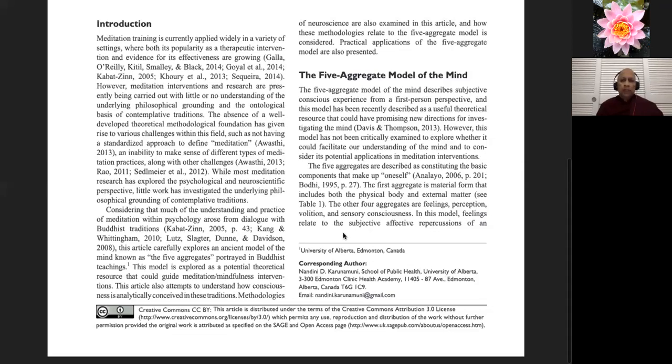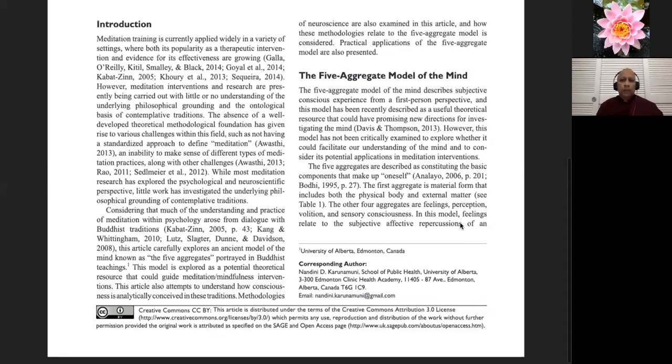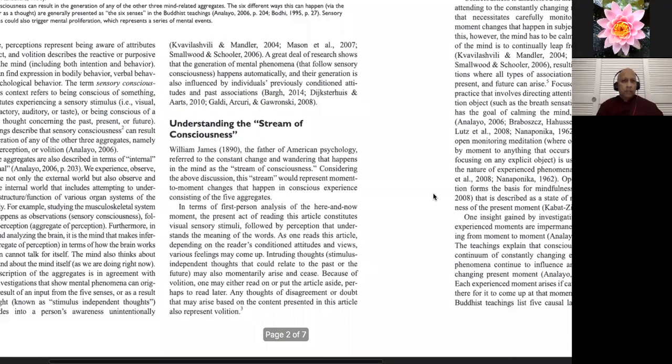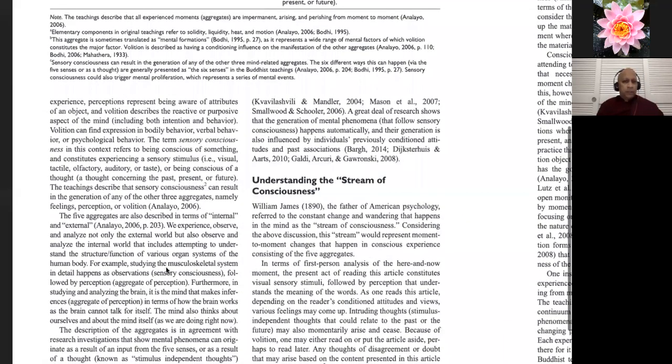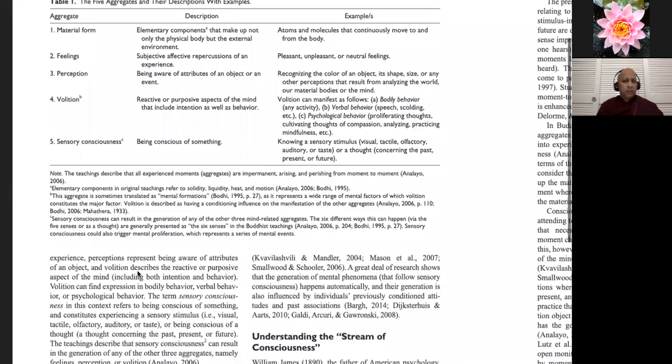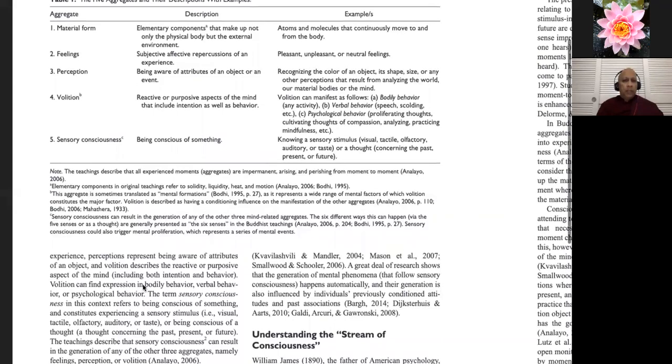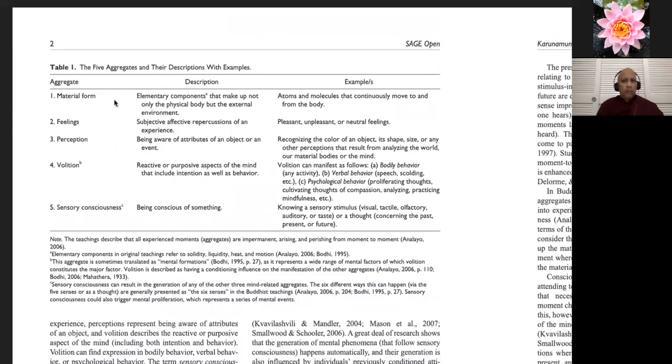So in this model, feeling relates to the subjective affective repercussions of an experience, perceptions represent being aware of attributes of an object, and volition describes the reactive, purposive aspect of the mind, including both intention and behavior. Now, let's look at the table. See the 5 aggregates: material form, rupa; feeling, that is vedana; perception, sanya; volition, that's karmic formations; and then sensory consciousness.